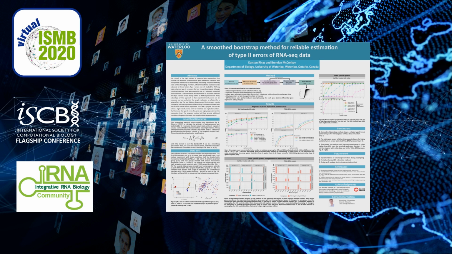Overall, we can state that the implemented smooth bootstrap method allows reliable type 2 error or power analysis for RNA-seq data without the need of data simulation. Also, the estimated power is higher than expected, even for highly variable human cancer samples. The power for medium and high expressed genes is often higher than 80%, even for very low replicate numbers, with 3 for the drug-treated cell line data and 54 for the TCGA-BRCA project.